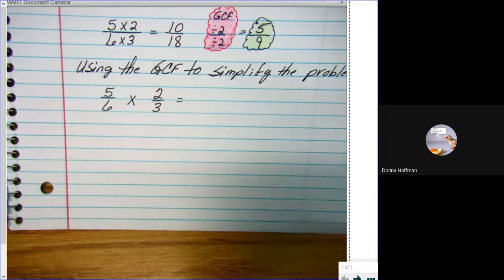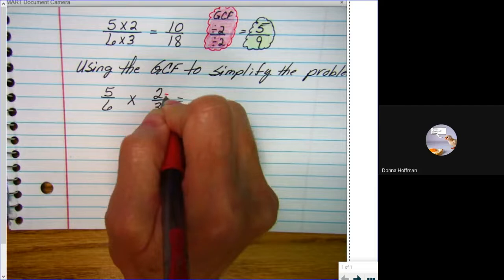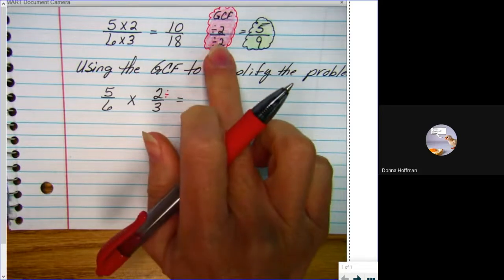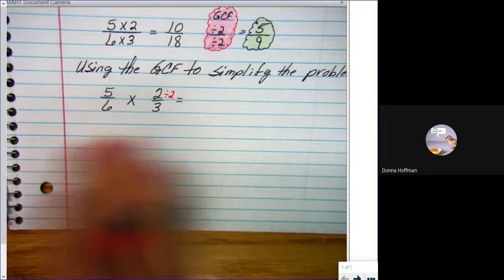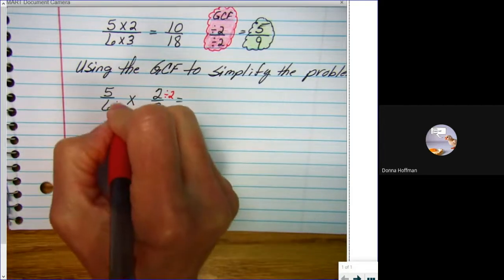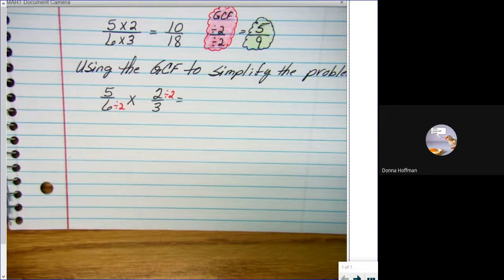Well, one's a prime number and the other one's a composite number, but they share the greatest common factor of 2. So if I take that greatest common factor that I would normally do at the end and I divide it here before I multiply my problem, that will help me reduce my problem.